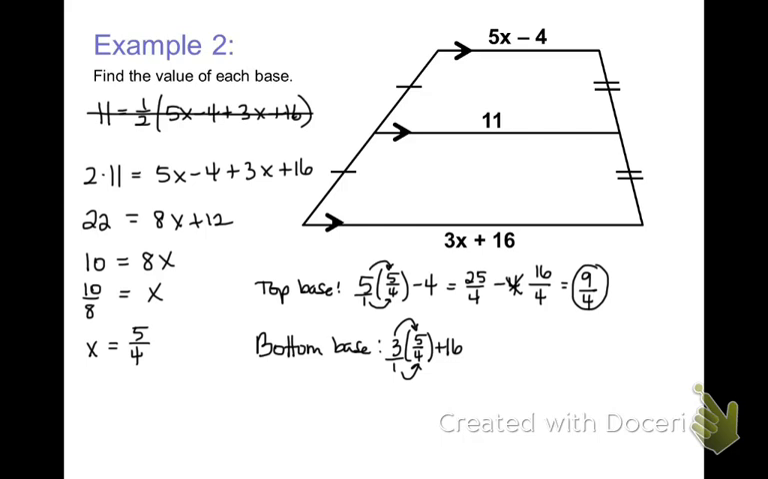So this is 15/4 plus 16. But I would want that to be in terms of fourths if I want to add it. So if I want to rewrite 16 in terms of fourths, what do I multiply 16 by? 4. What's 16 times 4? Good. What's 64 plus 15? And done.